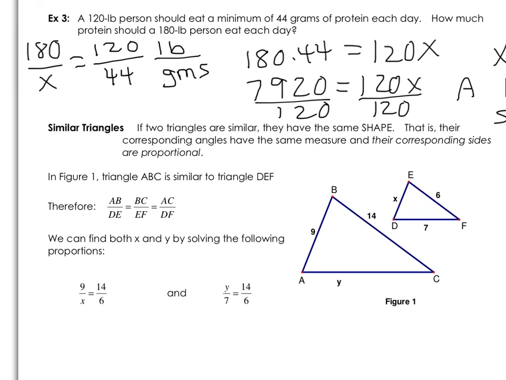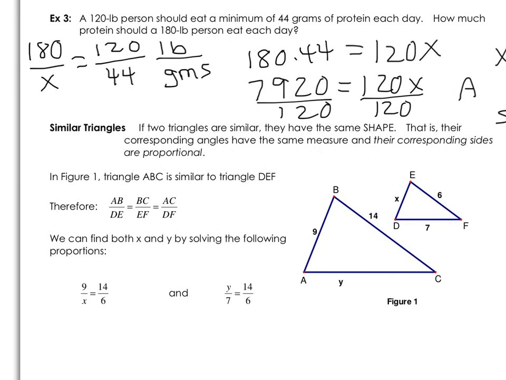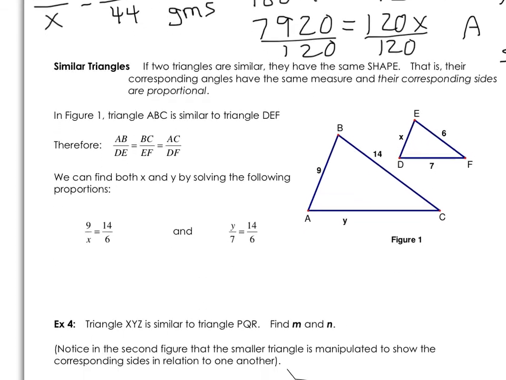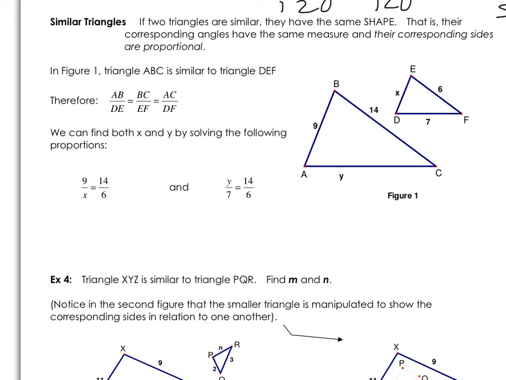180 pounds weighs half again as much as the original person, 60 pounds more than a 120-pound person. How much protein do they eat? Half again as much. Half of 44 is 22, so 44 plus 22, 66 grams of protein. It just makes sense. I like it when the answer seems logical.